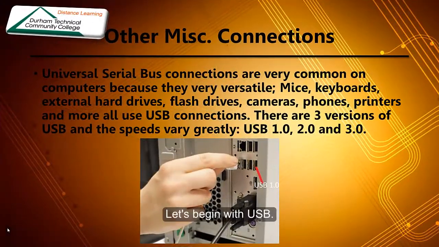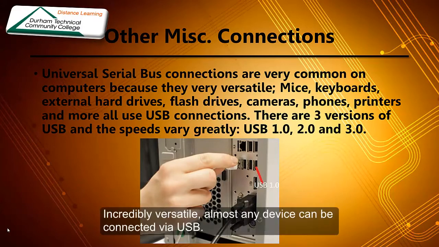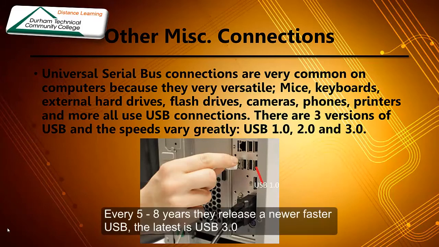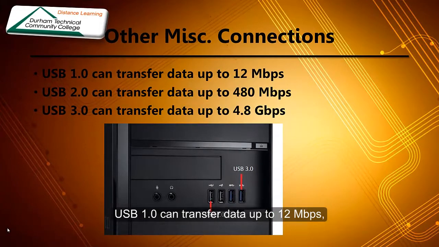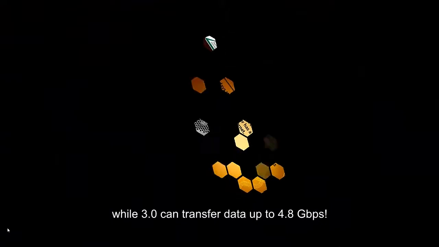Let's begin with USB. Incredibly versatile, almost any device can be connected via USB. Every 5 to 8 years they release a newer, faster USB. The latest is USB 3. USB 1 can transfer data up to 12 megabits per second, while USB 3 can transfer data up to 4.8 gigabits per second.